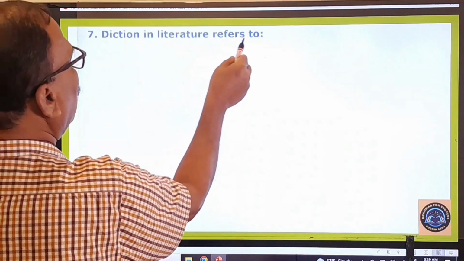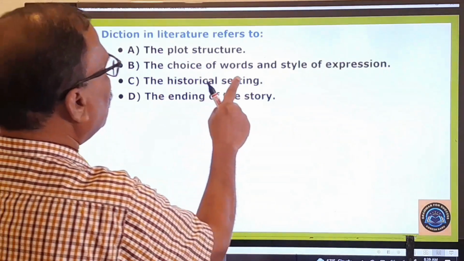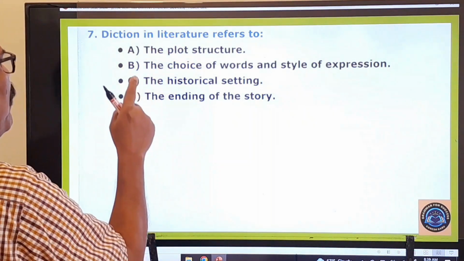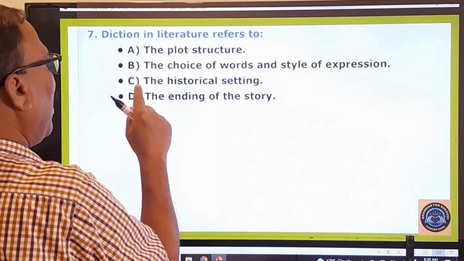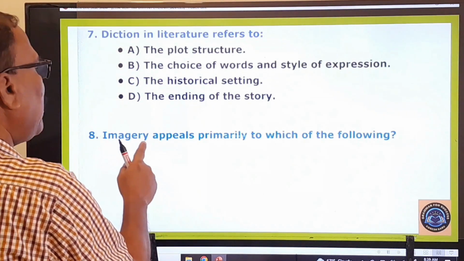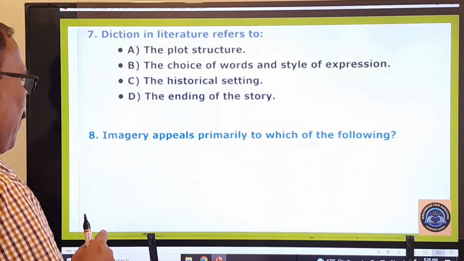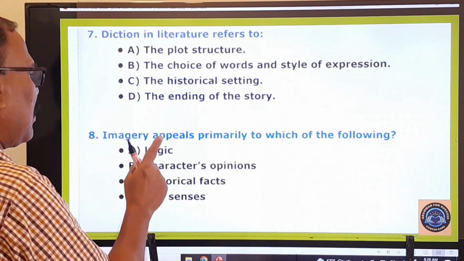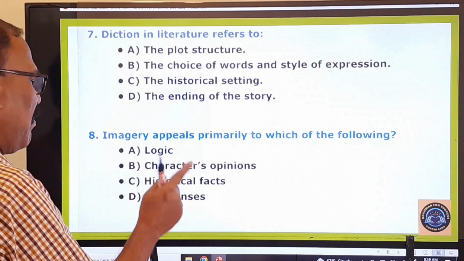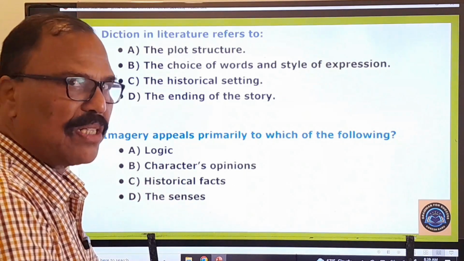Diction in literature refers to the plot structure, the choice of words and style of expression, the historical setting, the ending of the story. Right. Imagery appeals primarily to which of the following? Logic, characters' opinions, historical facts, the senses. Okay, let's move on to other questions.